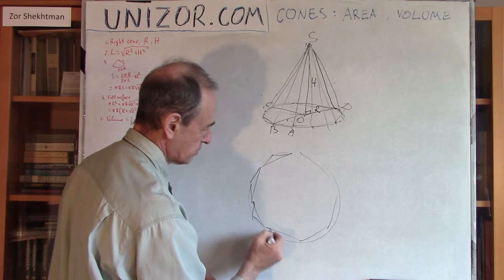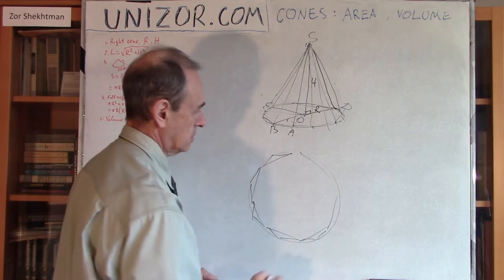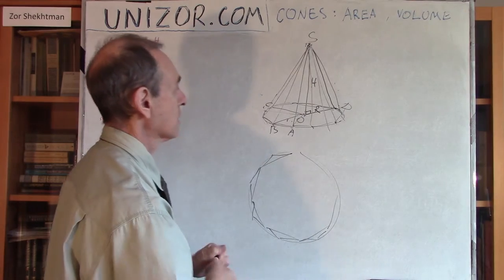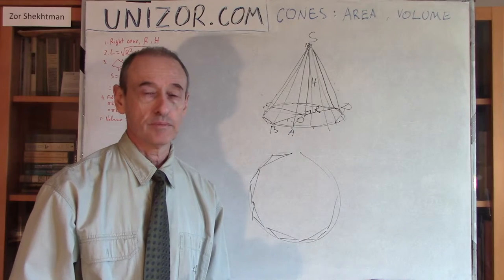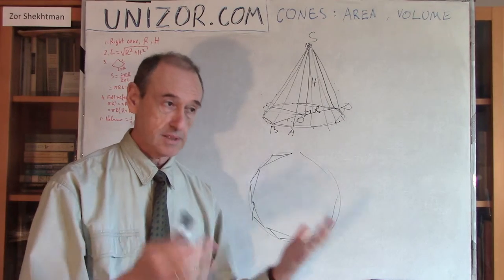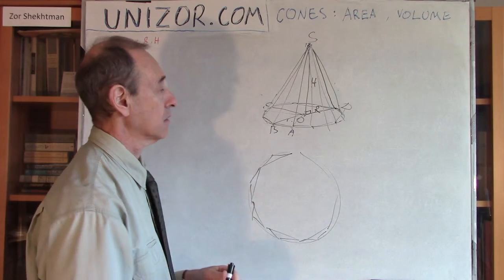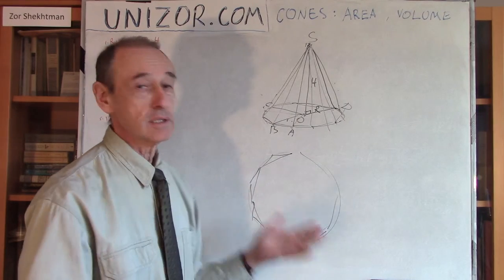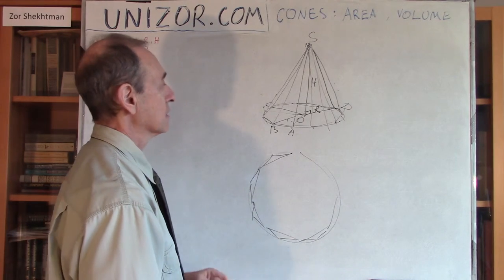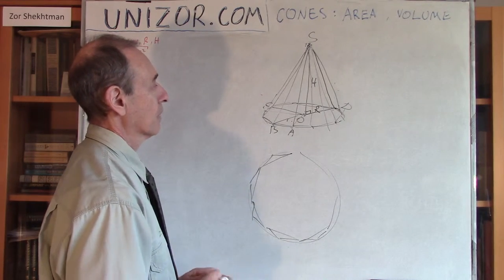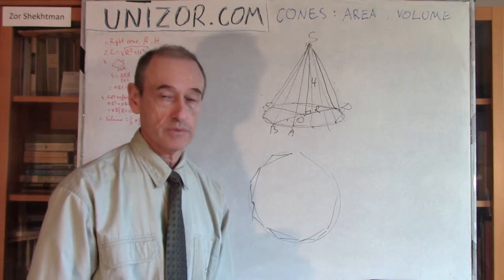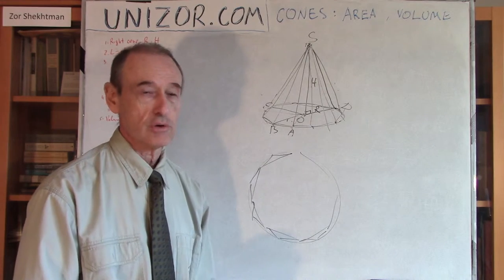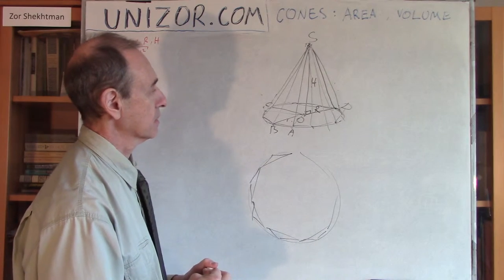So the closer it becomes, the closer the volume of the pyramid would be to the volume of the cone. I mean, that's kind of an assumption, right? It's not a logical assumption. And in the limit, we can say that the limit of this volume of the pyramid would be the volume of the cone. I mean, it's kind of a natural and intuitively obvious thing.